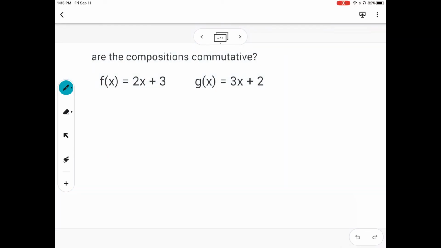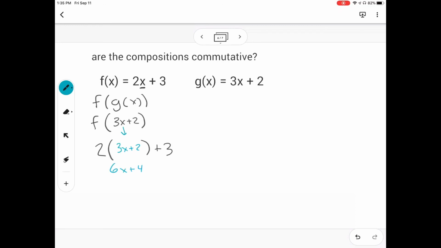I've got one more example. So what I want you to do is pause, give it a try, and then unpause, see if you got it right. Alright, so pause the video. Okay, so we're going to try f of g of x first. F of 3x plus 2. So in the f function, we'll do 2, take out the x, and put in the 3x plus 2. That'd be 6x plus 4 plus 3 is 6x plus 7.